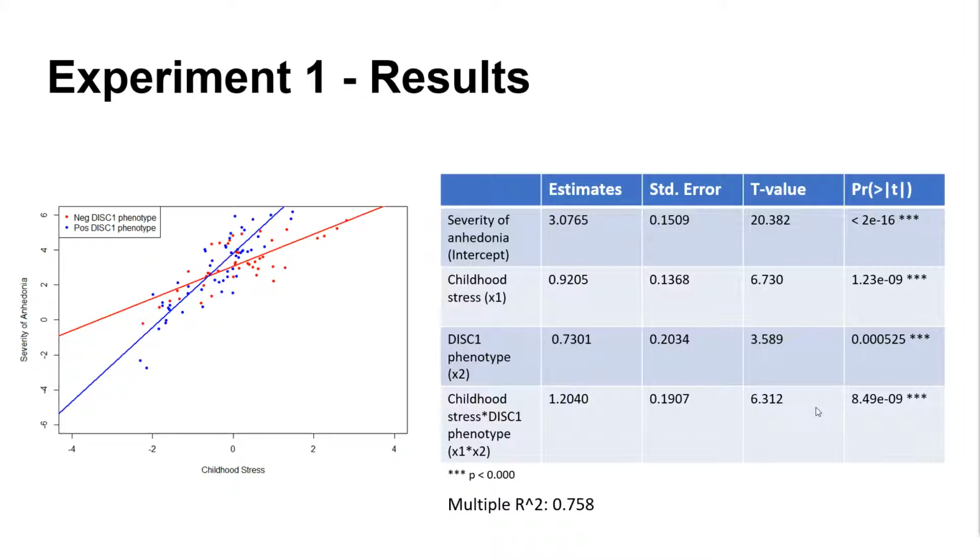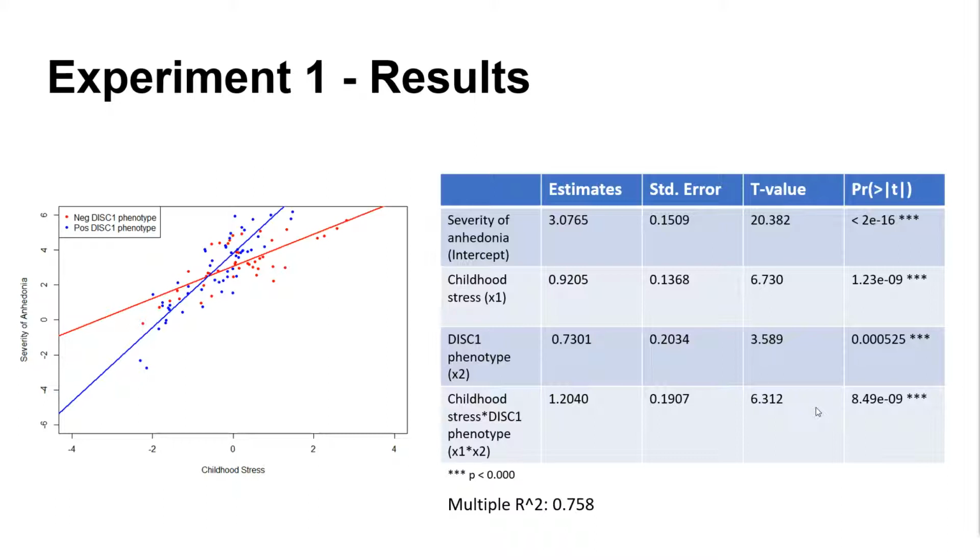So in our first moderation model, we were interested in understanding how childhood stress and the severity of anhedonia symptoms are moderated by having the DISC-1 phenotype. To avoid potentially problematic high multicollinearity with the interaction term, the variables we have are centered. And just as a side note too, this applies to the rest of our models, at least in moderation.